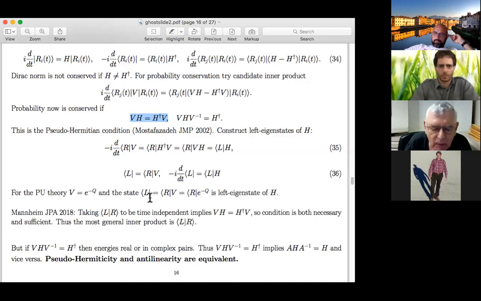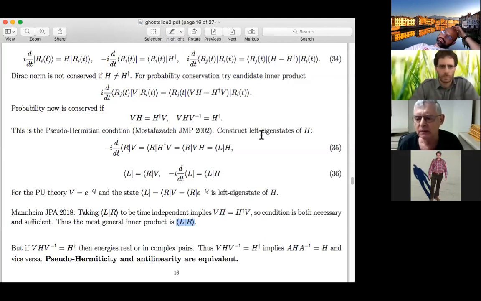What I showed in one of my papers is there's no more general inner product than left-right, because there's nothing more for a Hamiltonian to do than have a set of ket states and a set of dual states. That's it. And once you've defined the state space and the dual space, you've defined the theory. And so this is the most general. And yes, I believe that this may well be related to the inflationary discussions that we just heard a few minutes ago. Okay, thank you very much.